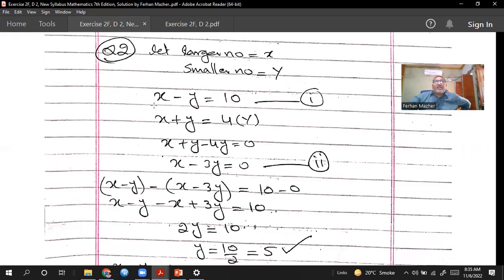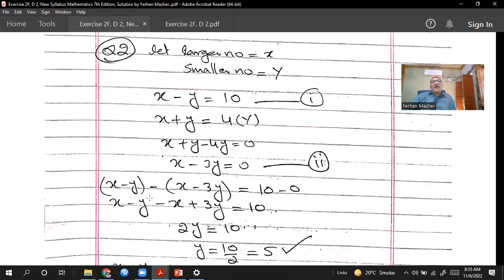If you look at them carefully, you will find that the coefficient of x is the same in both the equations. In the first equation, it is plus 1. In the second equation, it is plus 1. So you will subtract the second equation from the first equation, and the x will be eliminated. So here, from the left side, I will subtract the left side, and from the right side, I will subtract the right side.